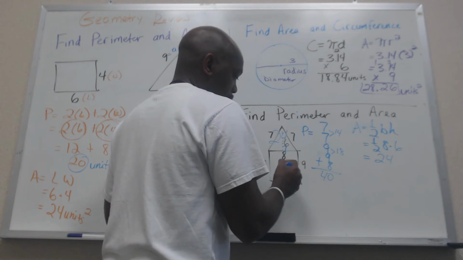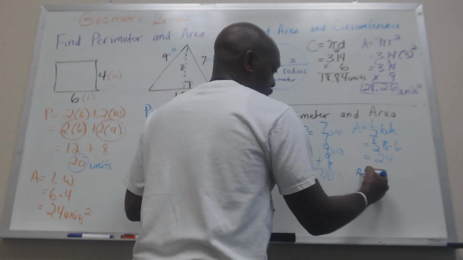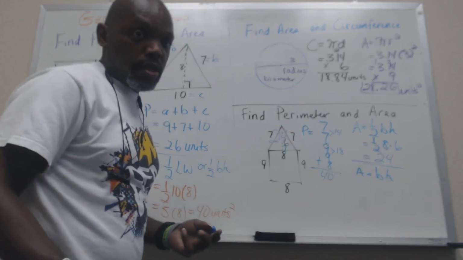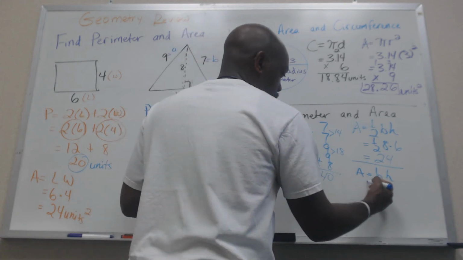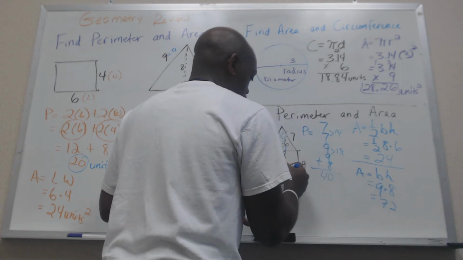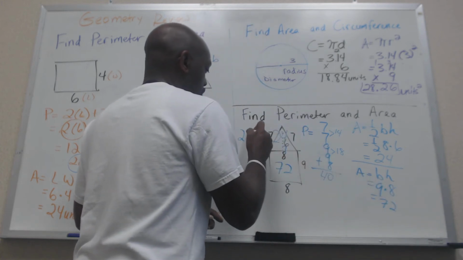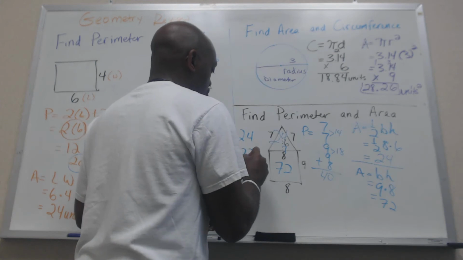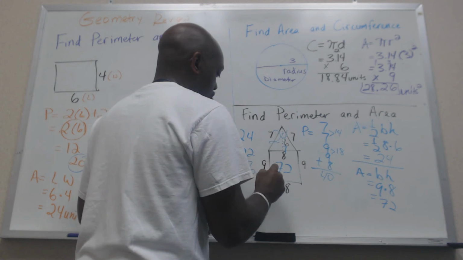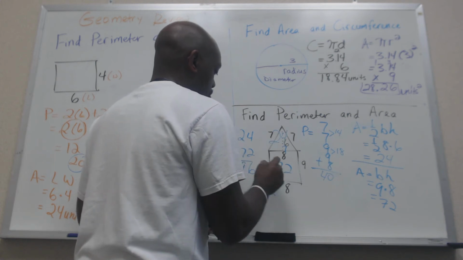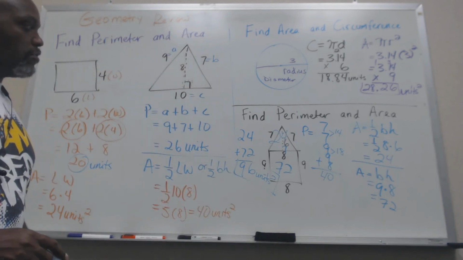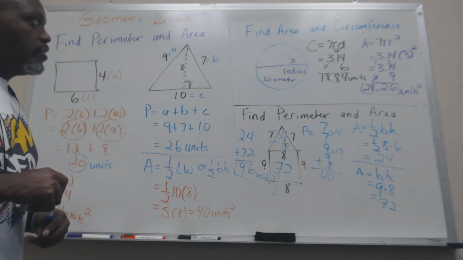We want to find out what this inside is. And remember that area is going to be base times height, or length times width, right? And so that's going to be 9 times 8, which is 72. So the inside of this is 72. We're going to add 24 plus 72, and that gives us 96 square units. All right. And so, yes, it's a lot, but I think this will set you up going forward.